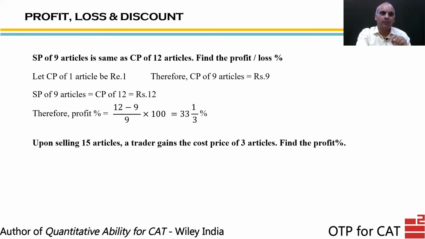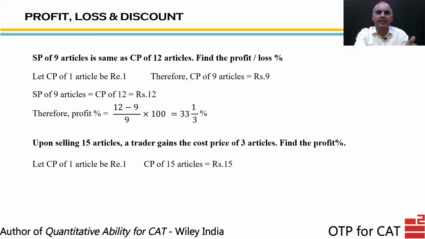One more example. Upon selling 15 articles, so he has declared on his own that he is selling 15 articles, a trader gains the cost price of 3 articles. Find the profit percent. Again, let's assume that the CP of 1 article is 1 rupee. And in that case, CP of 15 articles will be 15 rupees, because I'm selling 15 articles. And when I do that, I gain the cost price of 3 articles. So in this sale process, the gain will be equal to CP of three articles, which obviously will be 3 rupees because CP of one article is 1 rupee.